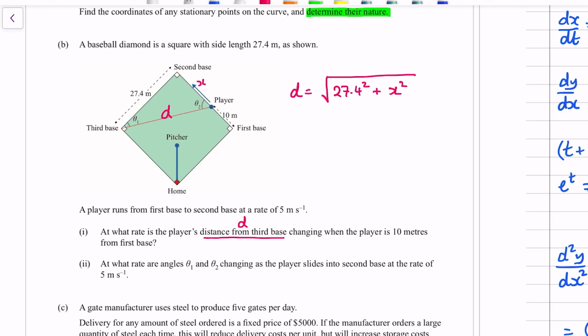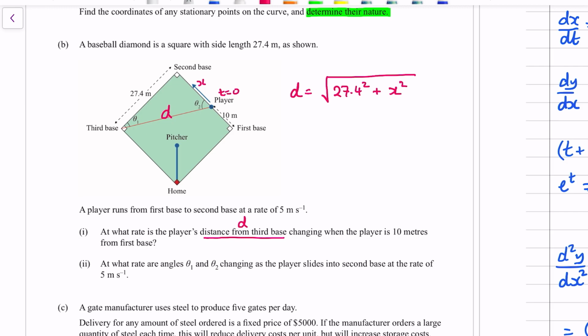And then how does x depend on time? Well, if we say that time equals 0 is where the player is currently, even though they left first base, let's just go with t equals 0 where the player is at the moment, then they start off at 17.4 meters away from second base.